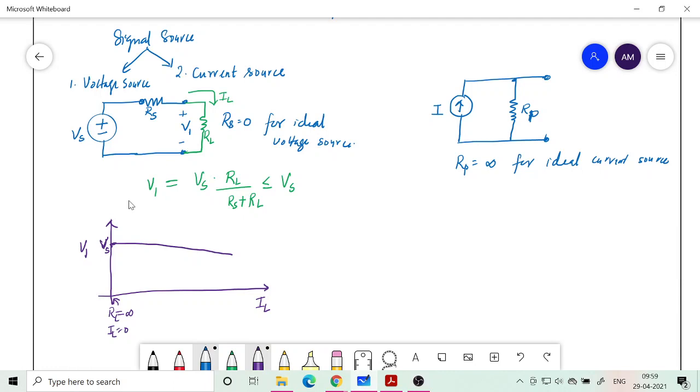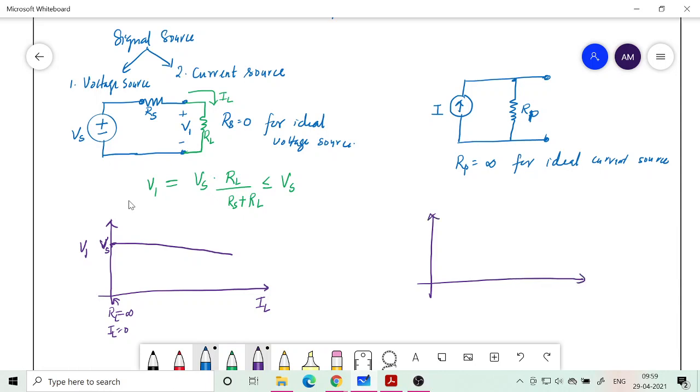Any voltage source you have in the lab, you can look at it and you will see this kind of behavior. As you draw more current from it, the output voltage effectively coming across the load resistance will be dropping down. Maybe 5 volt is generated, but you may be getting only 4 volt at higher current values. And a similar thing you can describe with respect to the current source also.